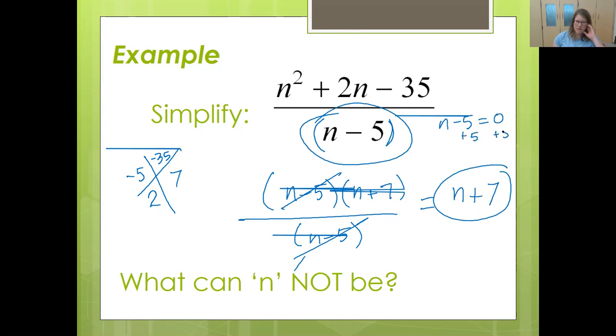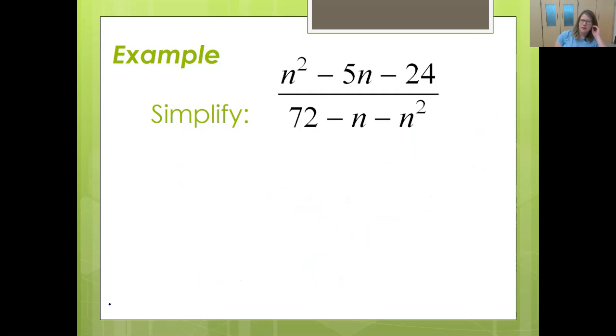So I'll add 5 to both sides. So n equals 5. That's what's going to make my denominator equal 0. So I know n cannot be 5. Okay, so remember your answer needs two parts here.